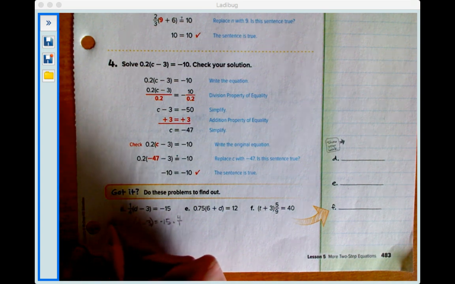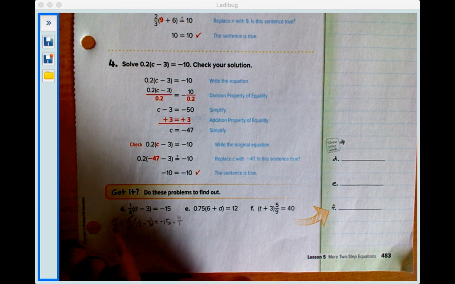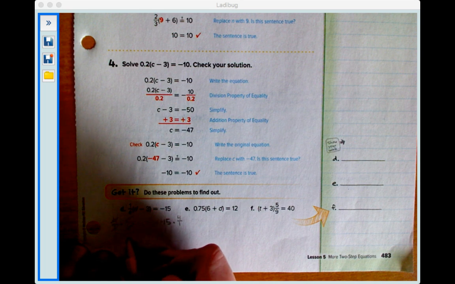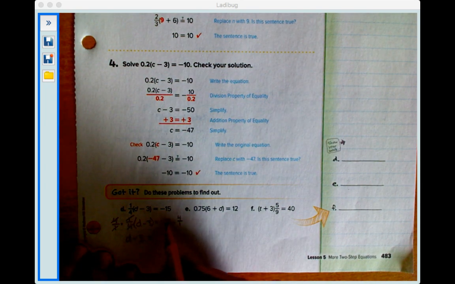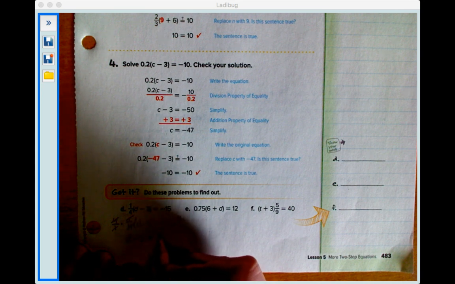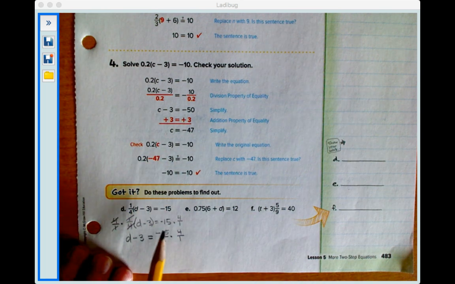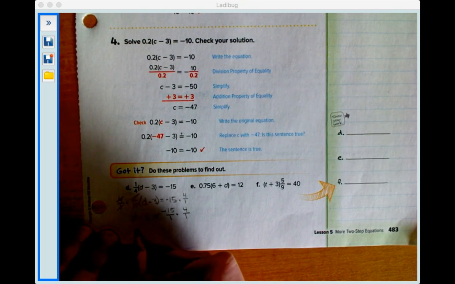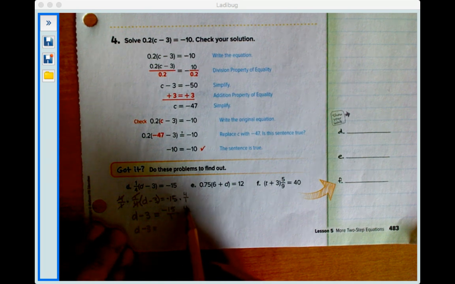So 4 is on top, 4 is on bottom, you cross it off. 1's on top, 1's on bottom, you cross it off. We are now left with one group of D minus 3 equals negative 15 over 1 times 4 over 1. And yes, you can do that, and I encourage you to do that. So, D minus 3 equals, what's 15 times 4?